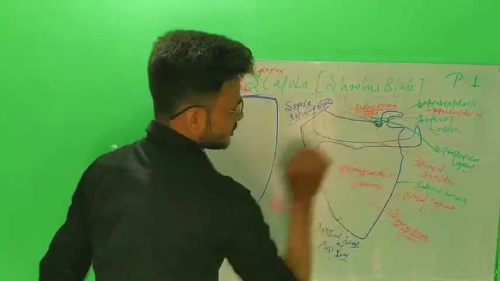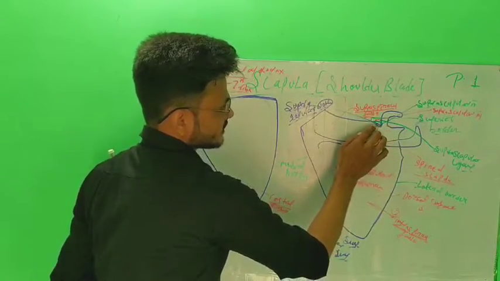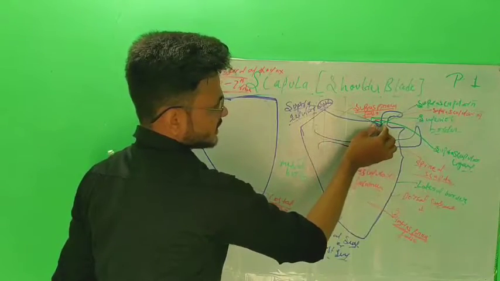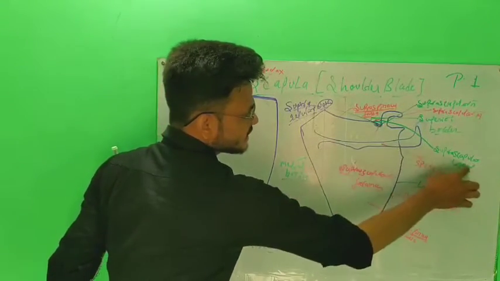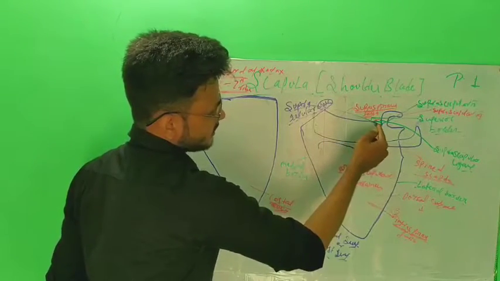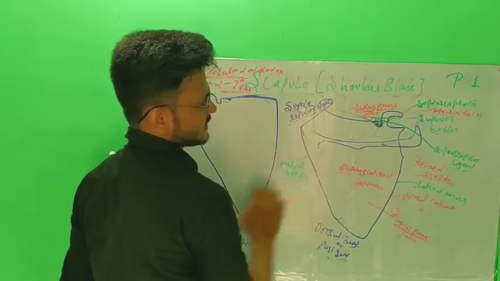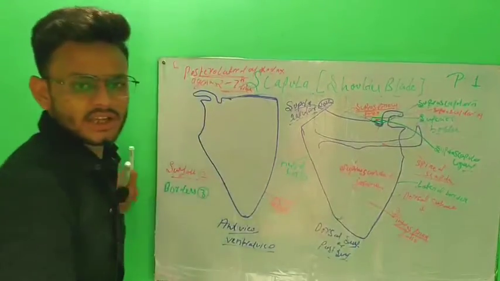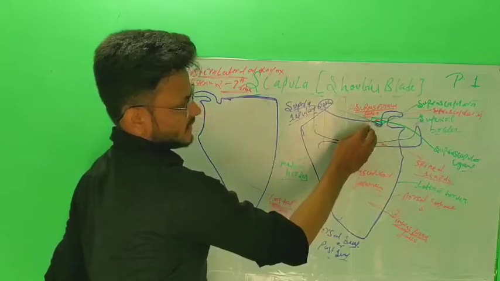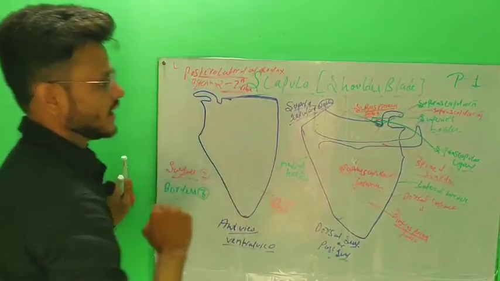Firstly, there is a notch. This notch is converted into a foramen via the suprascapular ligament, and through this foramen a nerve passes. This nerve is called the suprascapular nerve, and above this ligament there is an artery. This artery is called the suprascapular artery.